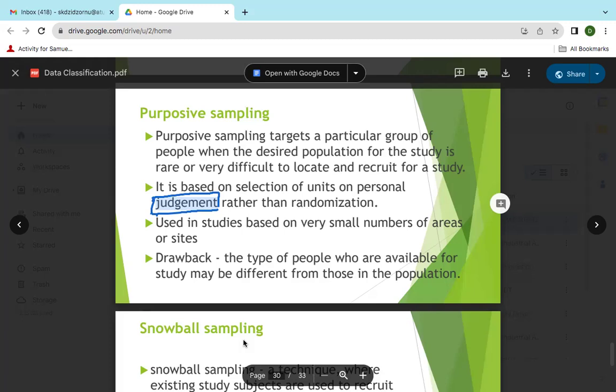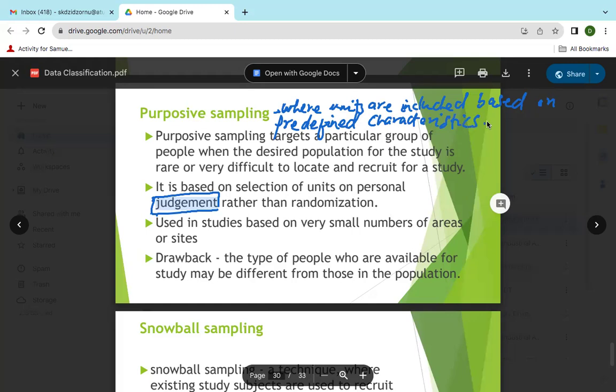What that would mean is, purposive sampling or judgmental sampling is the type of non-probabilistic sampling where units are included based on predefined characteristics.